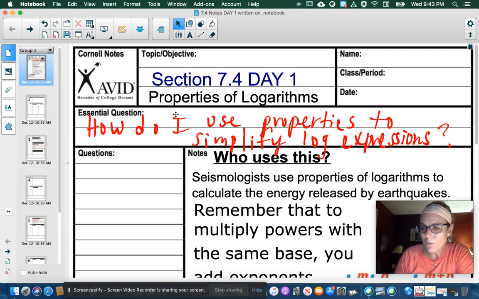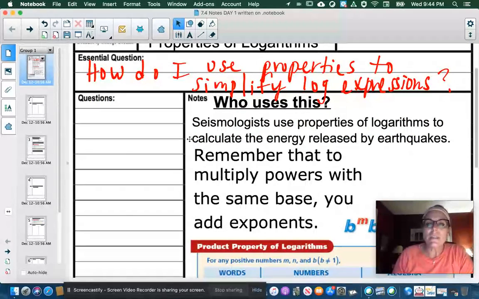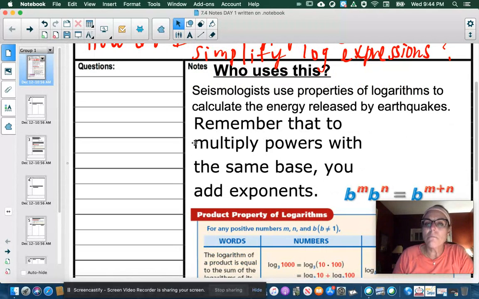Section 7.4, Day 1, Properties of Logarithms. Essential question: How do I use properties to simplify log expressions? Who uses this? Seismologists use properties of logarithms to calculate the energy released by earthquakes.